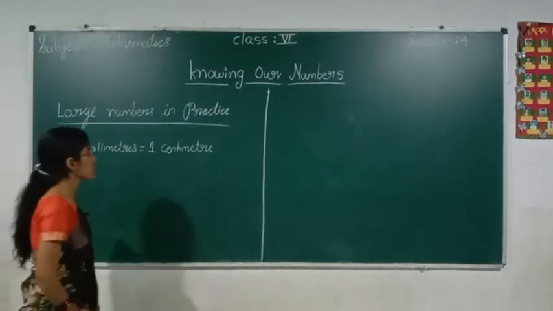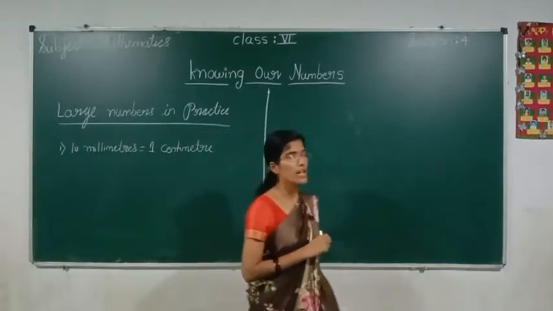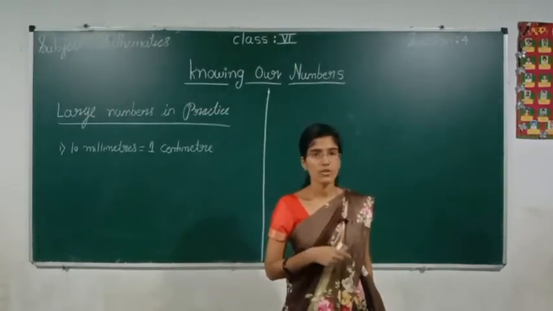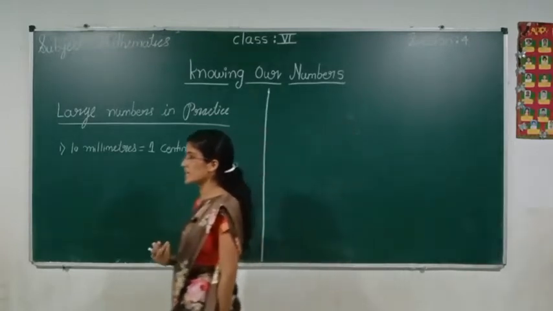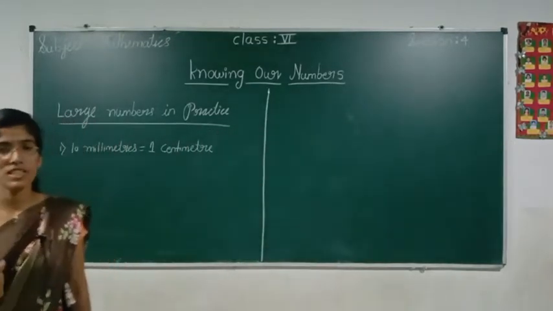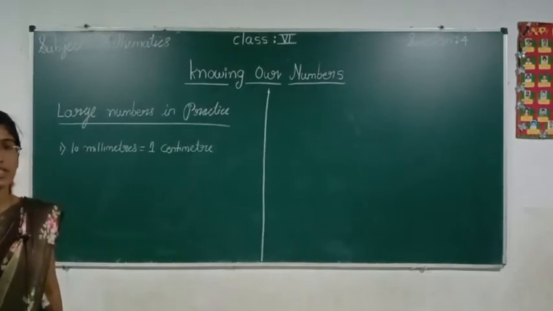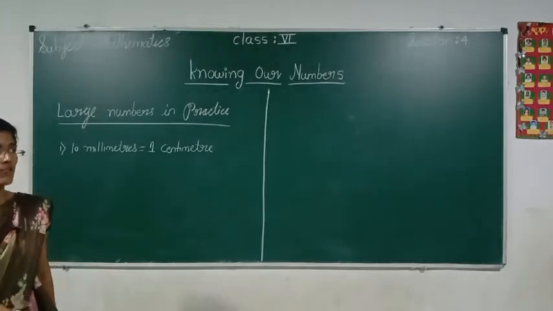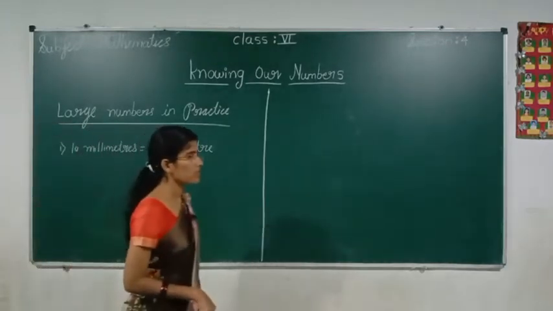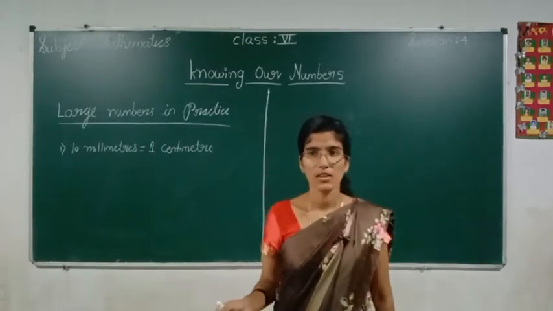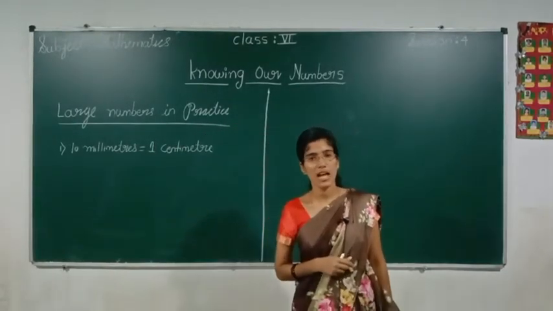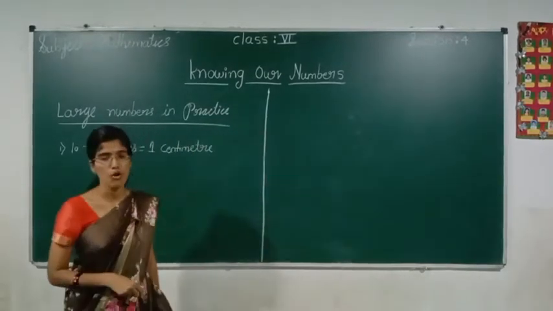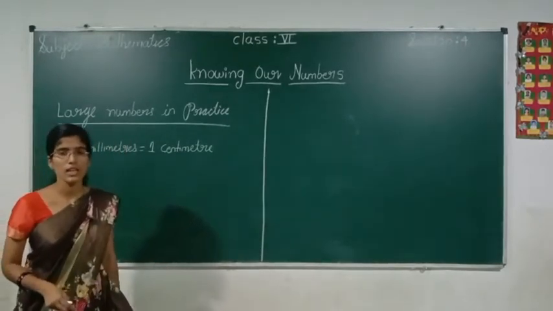Now see students, if you want to know the length of the pencil or the width of the book, we use the centimeter, right? Suppose I want to know the thickness of the pencil, the centimeter is so big, at that time we will go for the millimeter. Now if I want to know the length of the classroom, at that time the centimeter will be too small. At that time we will go for the meter.